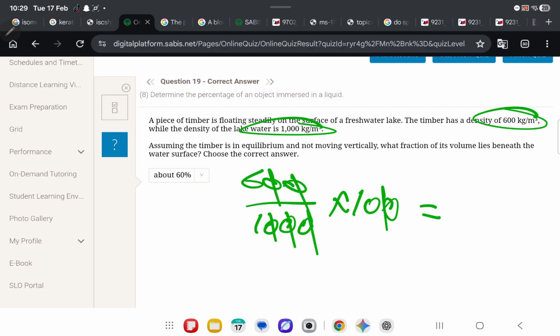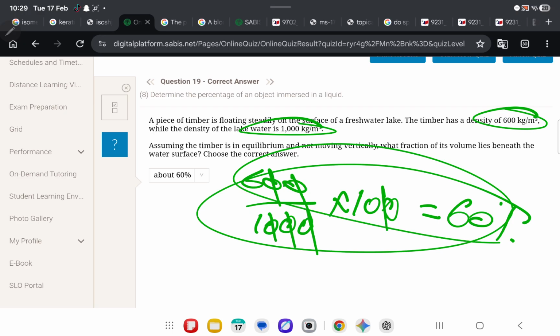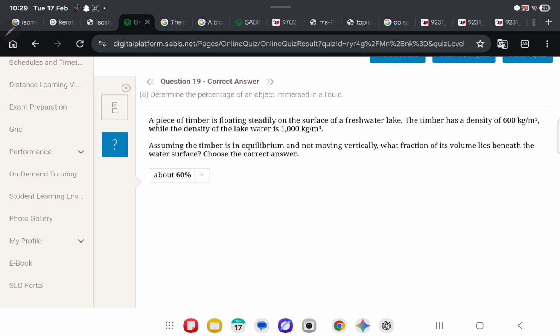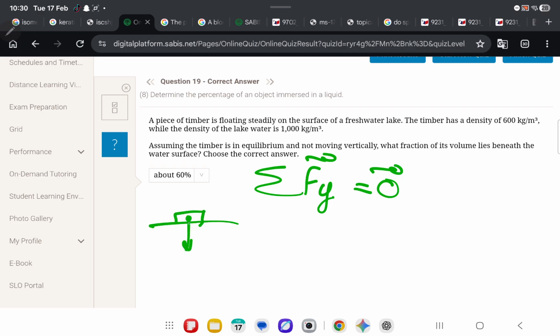On a computer part you can do it like this, compare the densities. But on the written part, it's basically because sigma Fy is equal to 0, right? So the timber is like this. You have the weight and you have the upthrust, right? Now the upthrust is rho Vg, and the weight is mg, right? So then g and g cancel out, I believe. One second, let me remember how to do this. Yeah, no, I was right.